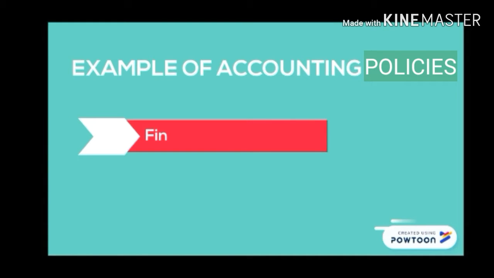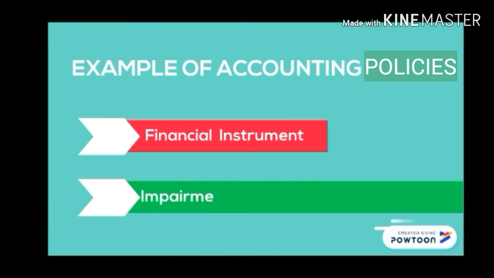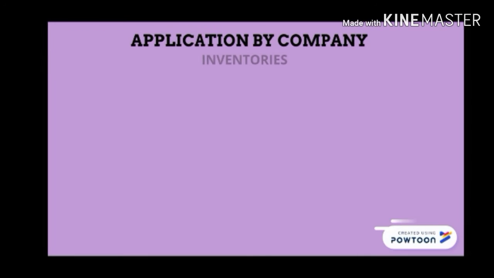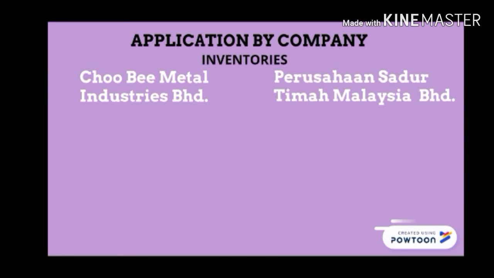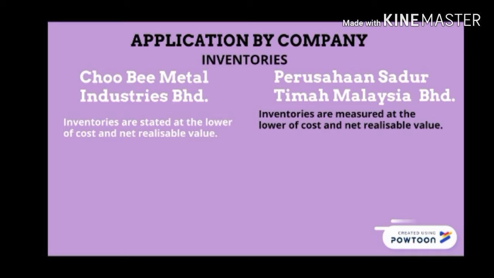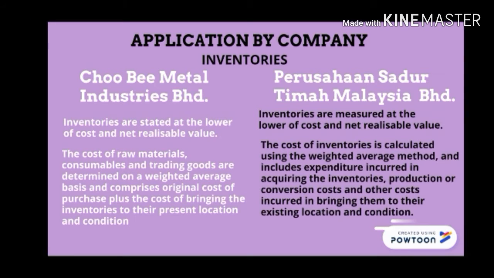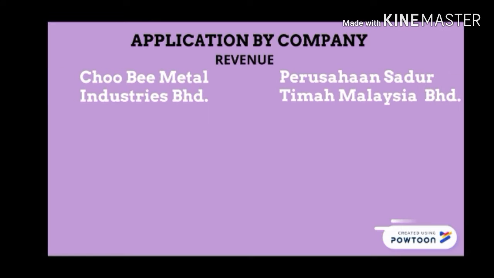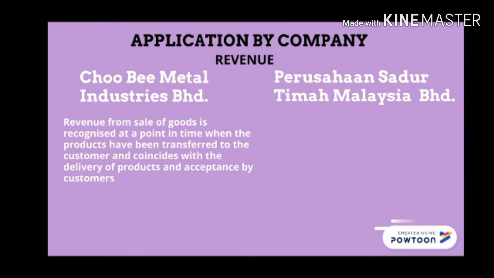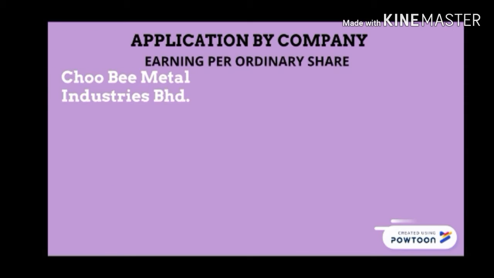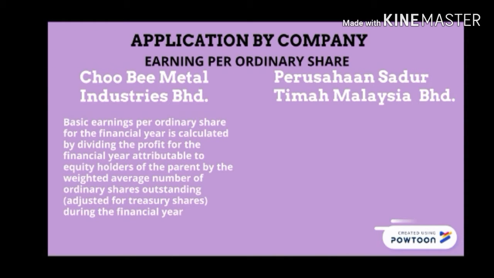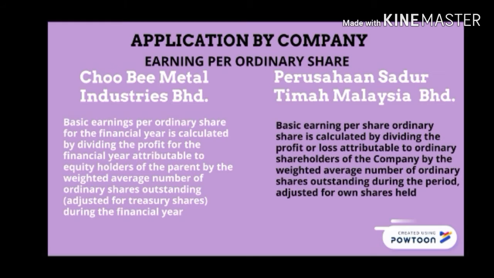Examples of accounting policies are financial instrument and impairment losses of financial instrument. Let's look at the application by the companies of accounting policies in the scope of inventory. Second application by the company of the accounting policies is revenue. Third application by the company of accounting policies is earning per ordinary share.